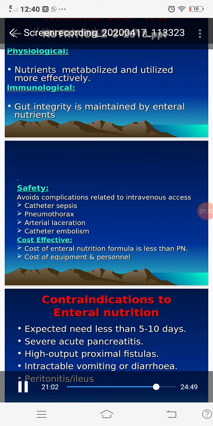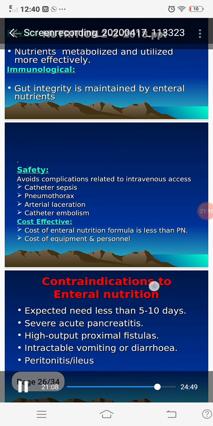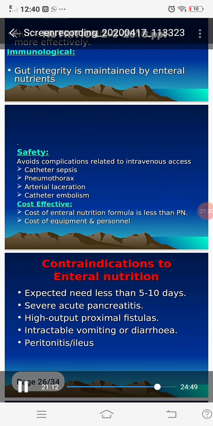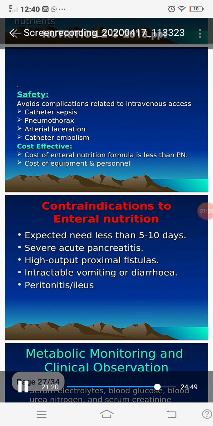Contraindications. Contraindications to enteral nutrition: expected need less than 5 to 10 days, severe acute pancreatitis, high output proximal fistulas, intractable vomiting or diarrhea, peritonitis and ileus. These are the contraindications to enteral nutrition.